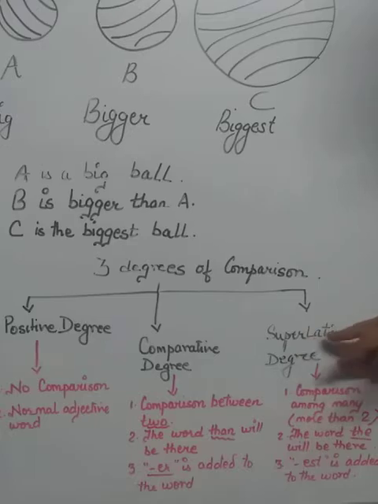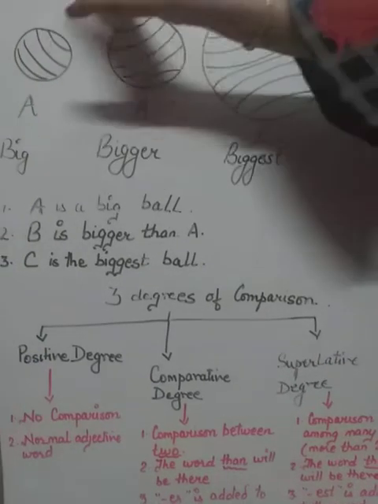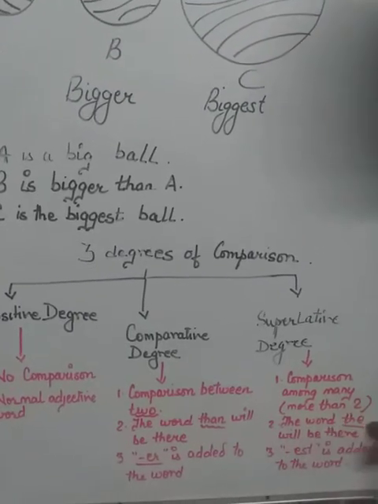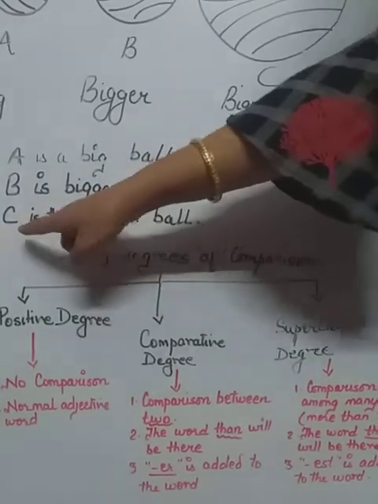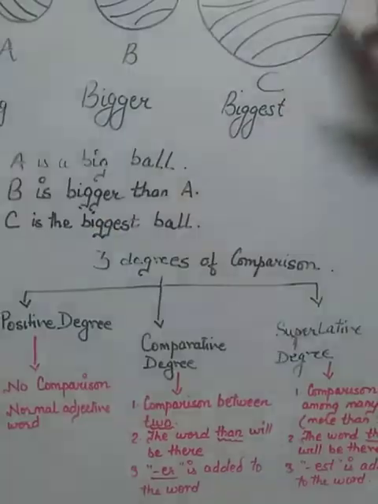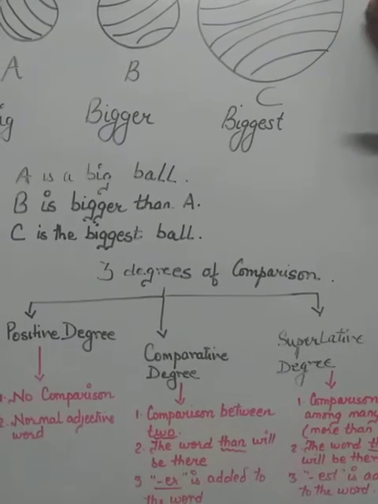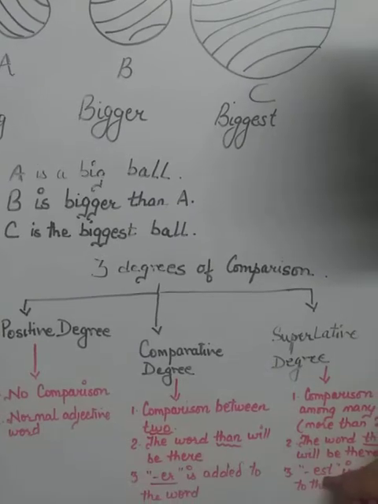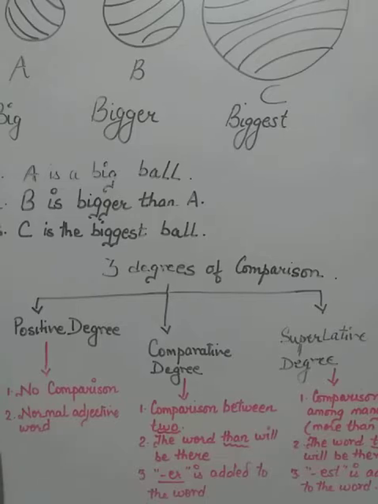Now the third one is the superlative degree. Here the comparison is between more than two, among many. The word the will be there, and C is compared to all the other things, among all. It is the highest, the maximum comparison. And the word est is added to this word.